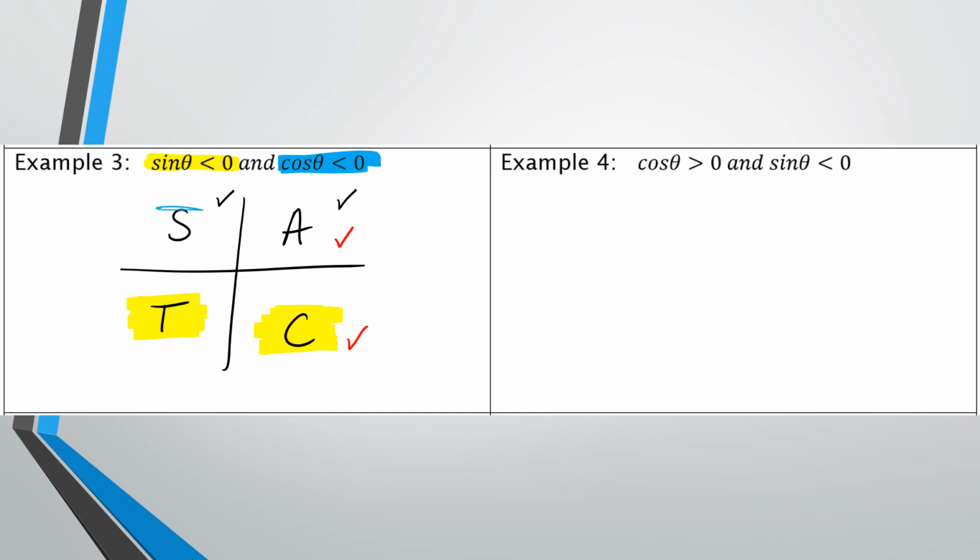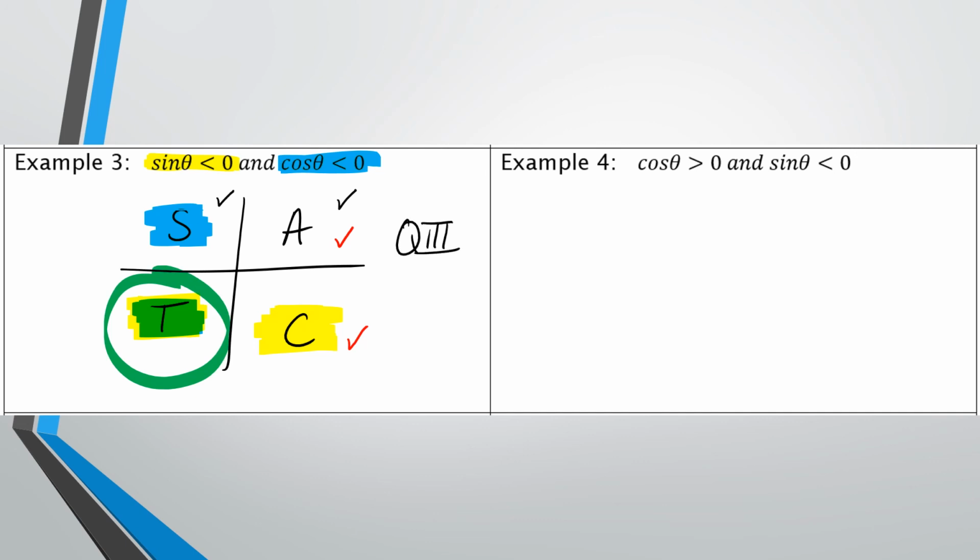So that would be the S and also T. And you can see that the T, or quadrant 3, is where I highlighted twice. So that would be my final answer. So final answer for example 3 is that it's quadrant 3.